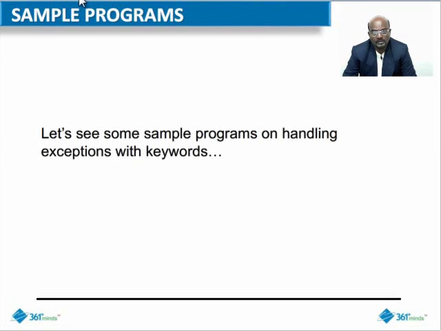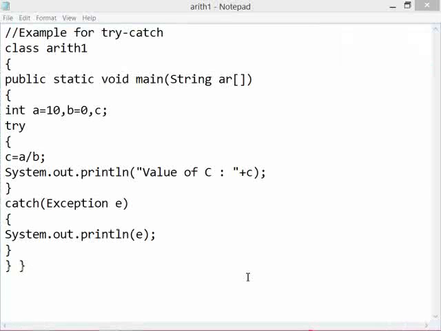After having seen these keywords, it's only right that we see an example program of how the try catch block is used, and let's return an arithmetic exception so that we can see how an exception can be handled by using a try and catch block. So shall we see a program? This program is an example for the try catch block.